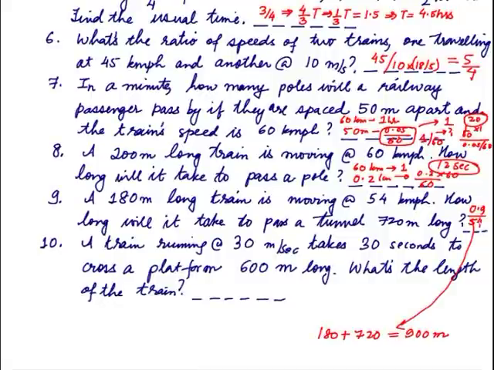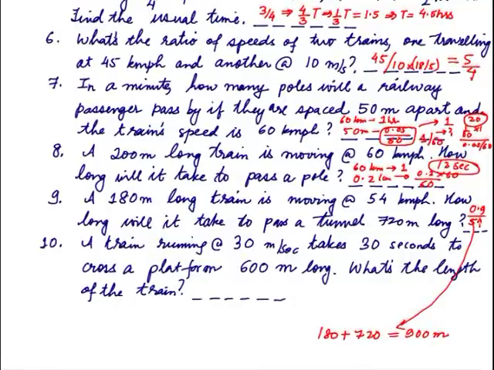So 0.9 upon 54, if you solve it, this is 0.9 kilometers and 54 is kilometers per hour. So in hours, just convert it to minutes, multiplied by 60, 60 by 54, which is 10 by 9, this is 0.9. So that will give you 1 minute. And the answer to this question is 1 minute. Just simplify and you will get 1 minute as the answer.